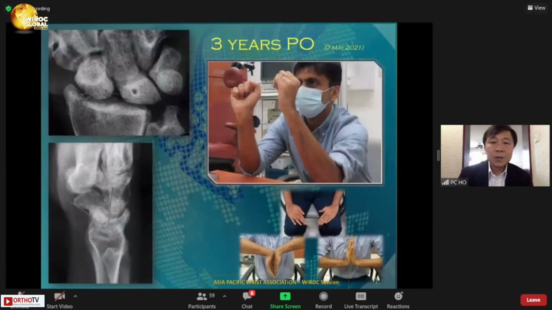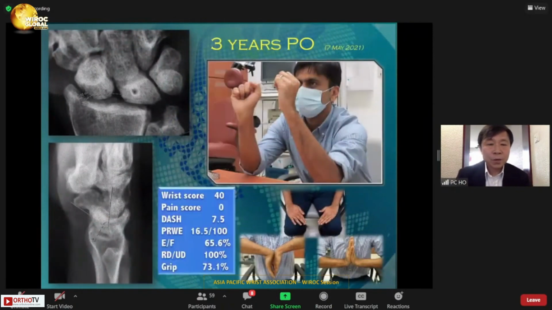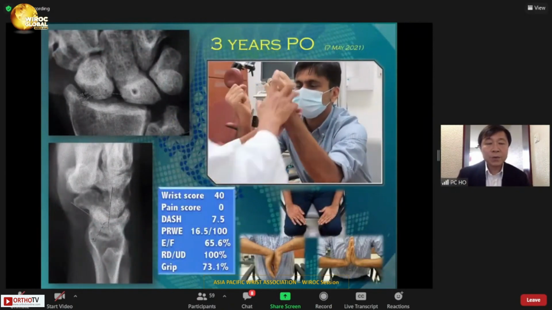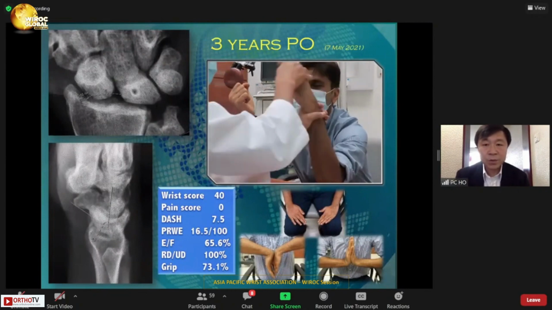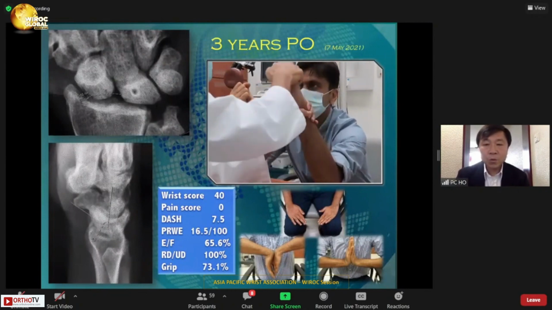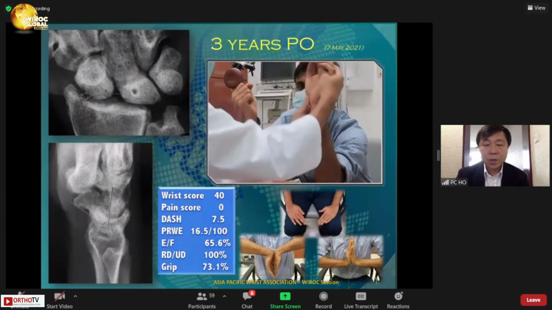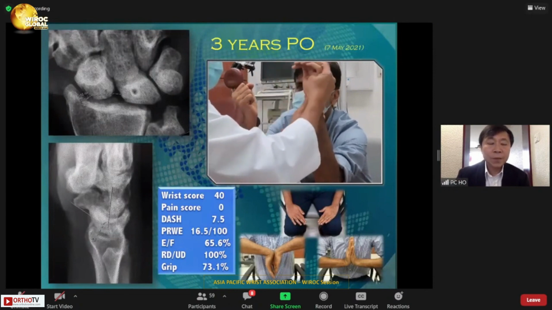So how about 3 years down the road? Radiologically, they still maintain very nice radial alignment, indicating that the soft tissue reconstruction is quite robust, and also the clinical outcome is very satisfying.